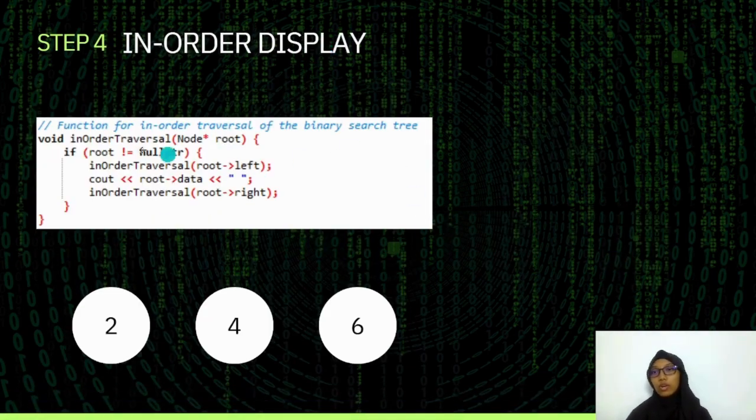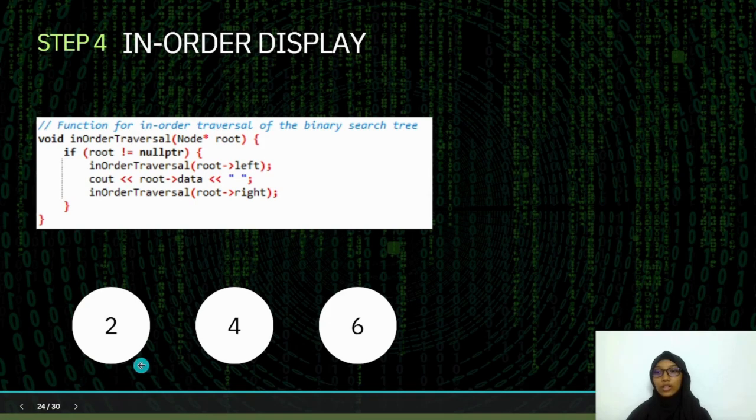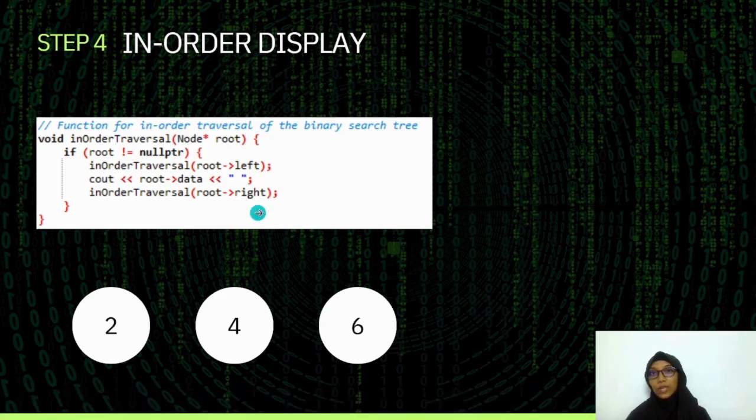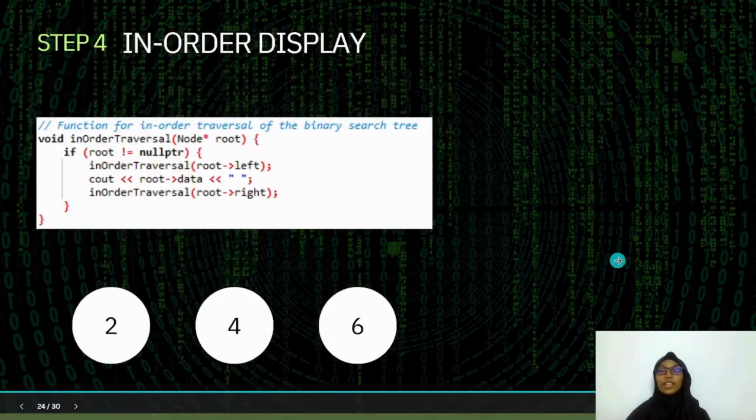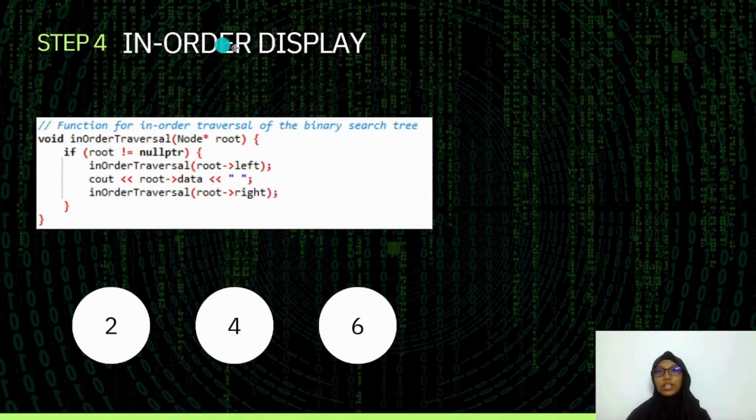Next, step 4, in order display. The coding is a function for in order traversal of the binary search tree. We want to see how the items that we insert will look. They will be placed in order. Let's say I insert 4 first, and then 2, and then 6. It will automatically arrange them in order, which is 2, 4, and 6.